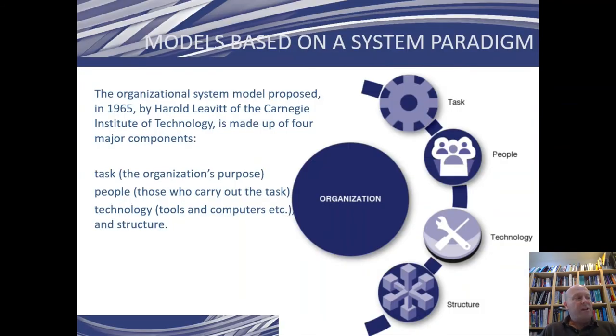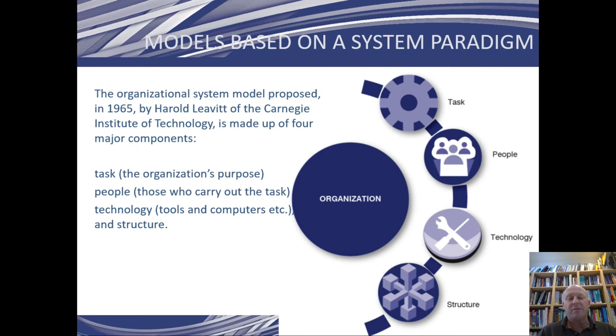So moving on through the chapter, a number of models based on the system paradigm are presented. We're going to present a couple more here. And this is the 1965 model by Levitt. And in his model, he really thinks of the key components of the model as being those about the work task, the work itself, those about the people in the organization, the technology they use, and all of the different aspects of structure that bring those things together.